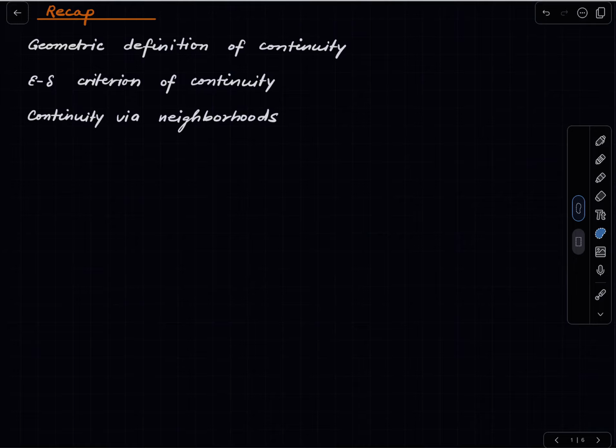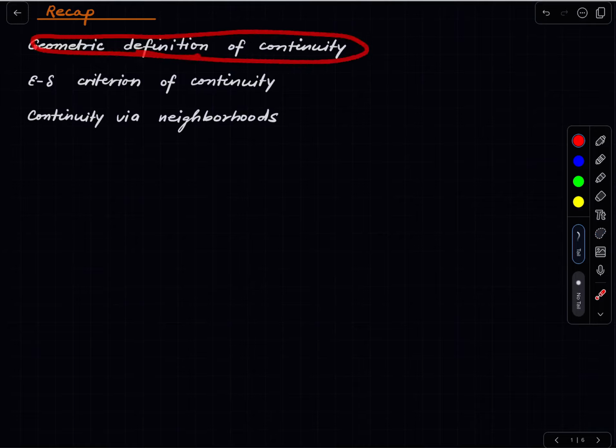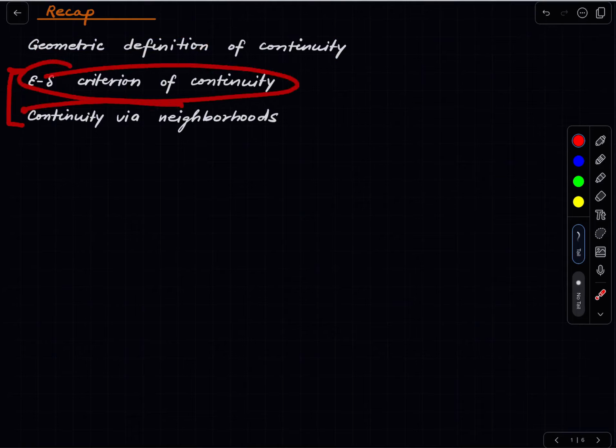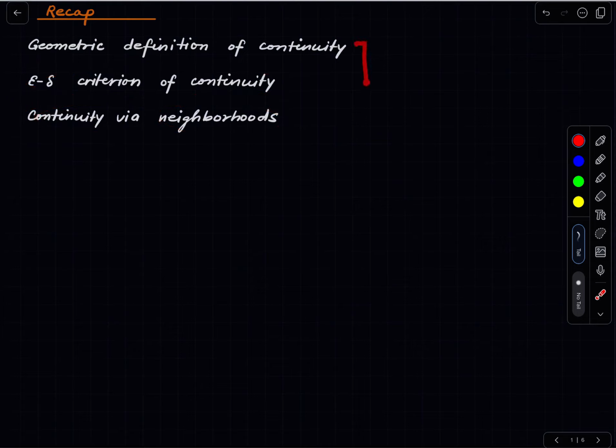And let us briefly look at what we have done. So first, we defined continuity via something I call the geometric definition. Then we showed that it is equivalent to the epsilon delta criterion and the criterion via neighborhoods. Let me not get into details of this. I'm assuming you have familiarized yourself with these pretty well.